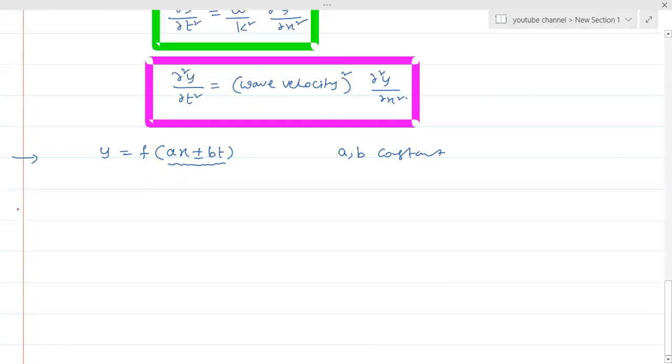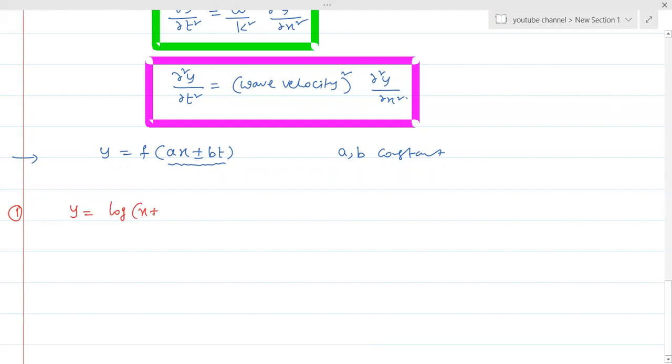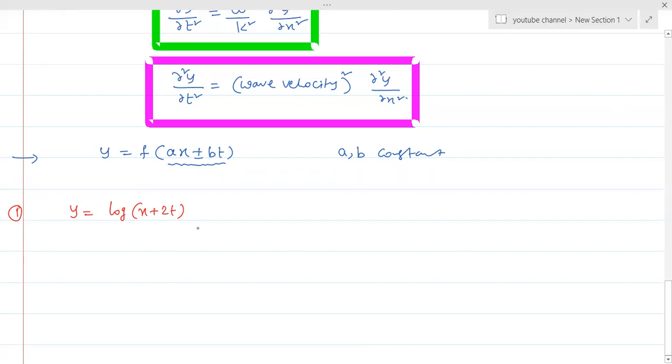First we need to understand the exact meaning of a wave: when a given function acts as a wave and when it does not. Here I will explain with a few examples. These are very famous. Suppose y is given as log of (x plus 2t). We need to check whether the given function is a wave or not.